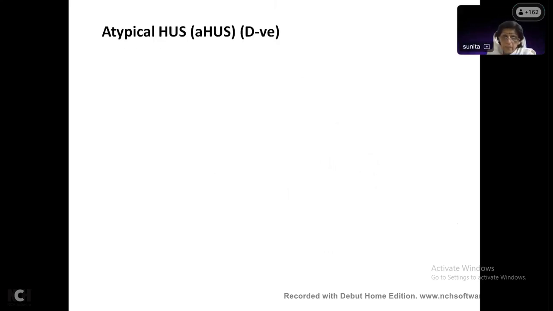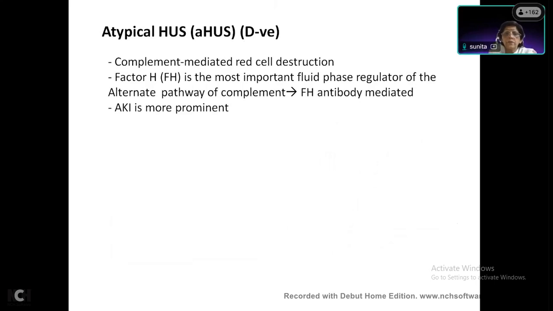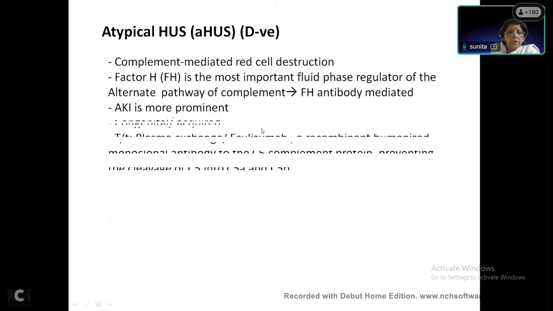Now, this presents generally with bloody diarrhea. Now, this is the atypical HUS, which initially was known as D negative or diarrhea negative, because they don't present with diarrhea, but they have complement mediated red cell destruction. Whenever there is complement activation, there are also factors which control or regulate the complement. An important factor is factor H. If antibodies are directed against factor H, that will lead to uncontrolled activation of the alternate pathway of complement, leading to acute kidney injury, which is a prominent feature.